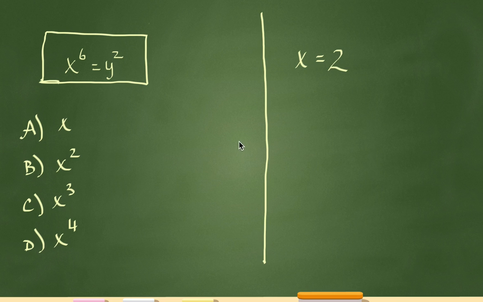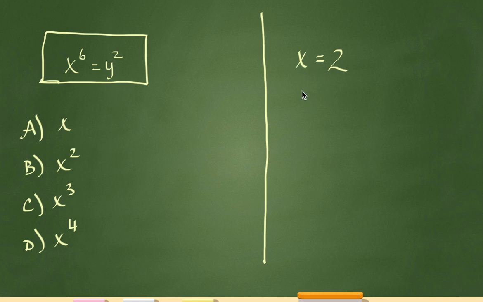Here the problem is saying x to the 6th equals y squared, and what is y in terms of x? So the original expression the problem gives me is x to the 6th equals y squared. I'm going to make up a number for x here. So variables in the question, variables in the answer, keep in mind that you can always make up numbers. So I'm going to make x 2.